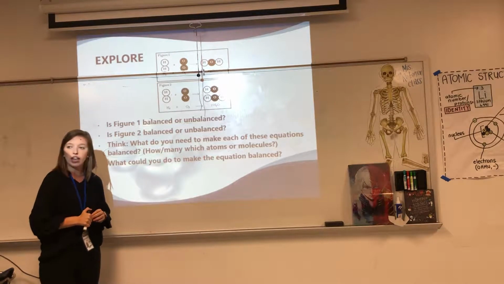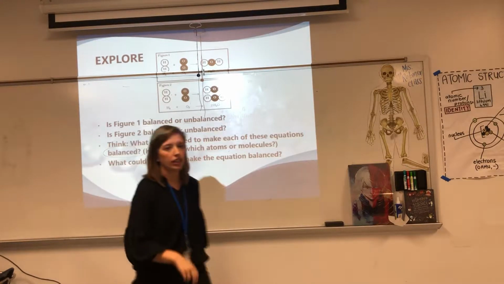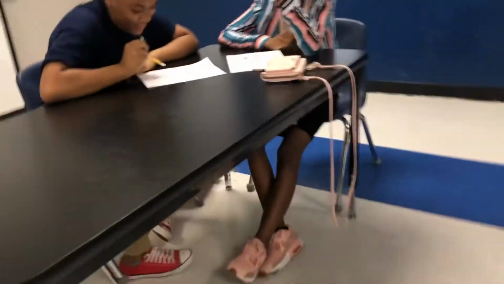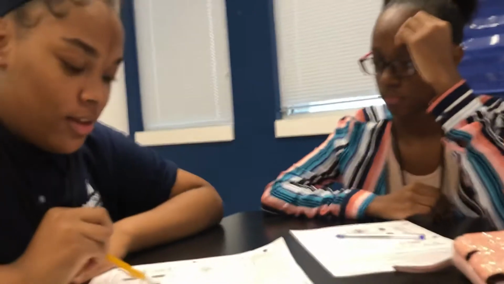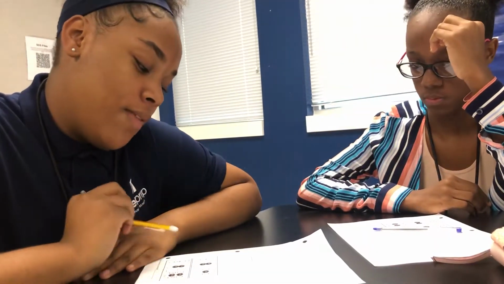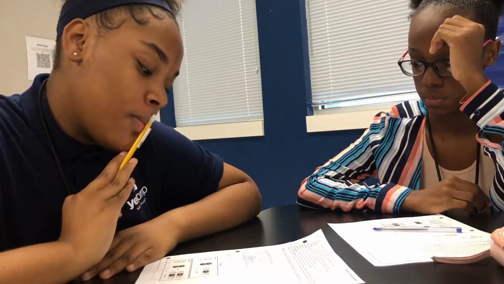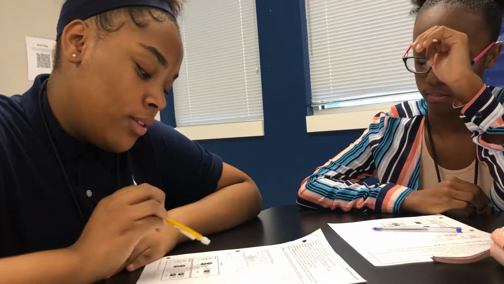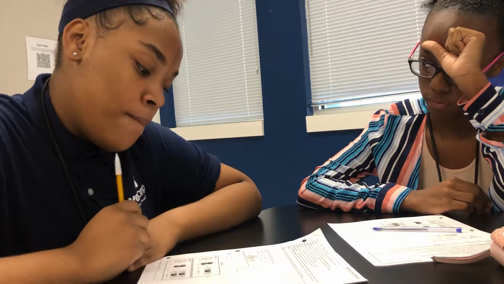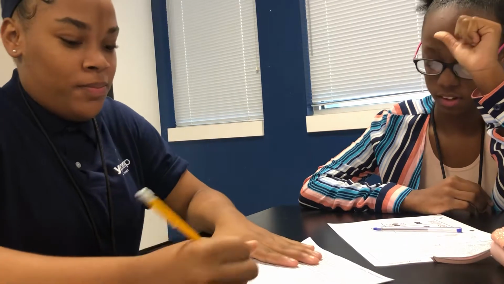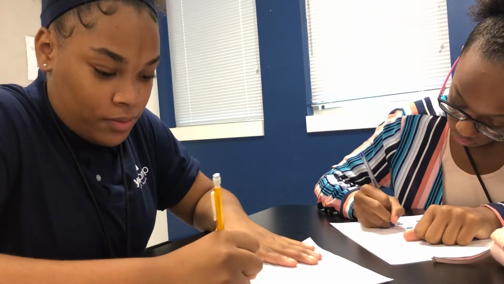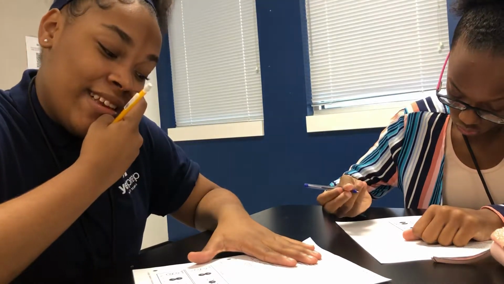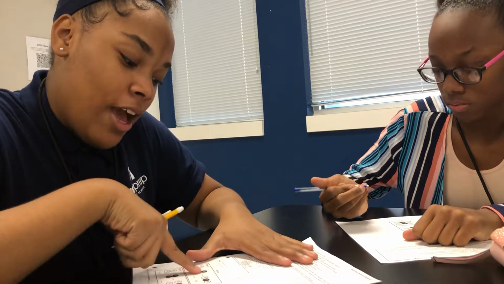With your neighbor, I should hear you talking. What could you do to make these balanced if they are unbalanced? It's unbalanced because it's not equal on both sides, so it's uneven. So we can either add 2 more hydrogens or take an oxygen away. Good. I hear people saying that these are unbalanced, and now you need to figure out what could you do to make them balanced. We could add 2 more hydrogens or take an oxygen away.